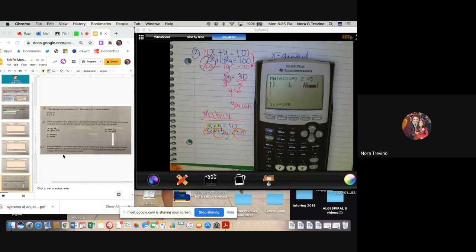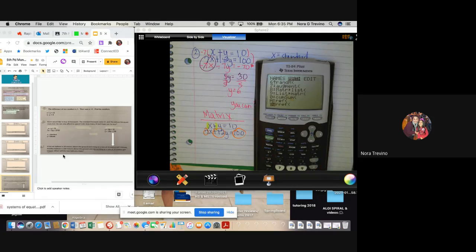Once you type in your numbers, you're going to get out of there by pressing second mode. Then you're going to go back to matrix. So second matrix, but you're going to go to math now because your matrix, you already put your numbers in there. So go to math and scroll down to letter B.